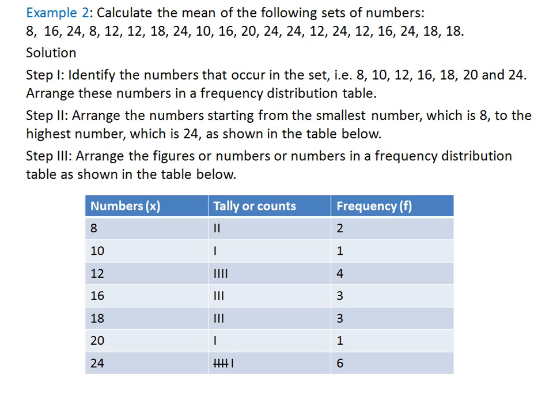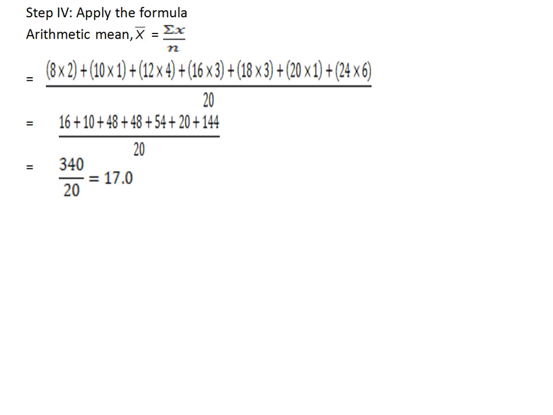Now we start the calculation. X, which is the arithmetic mean, equals the summation of fx all over n. So 8 occurred twice, 10 one time, 12 occurred 4 times, 16 occurred 3 times. You multiply each value by the number of times it occurred, which is the frequency, all over the number of figures, which is 20. When you do that, you get 17.0. That's the calculation.